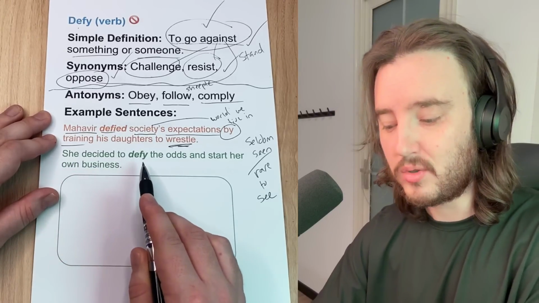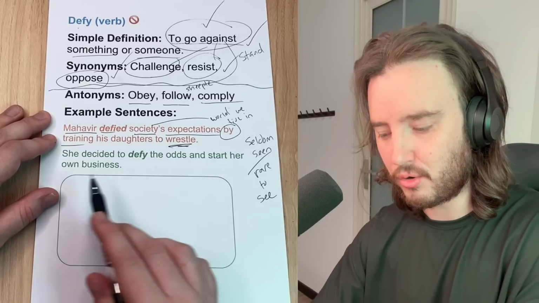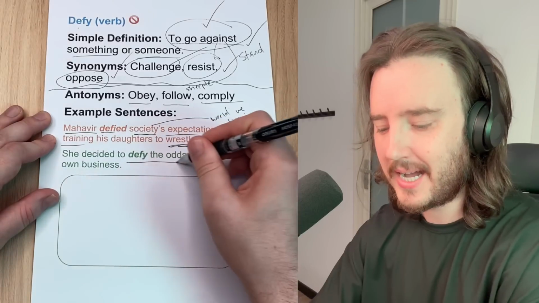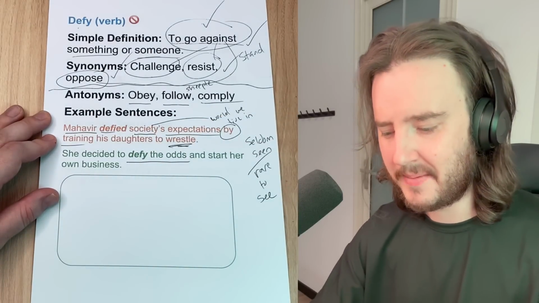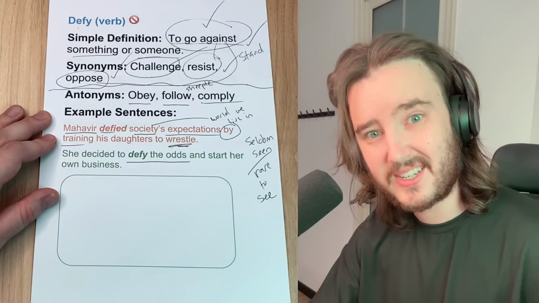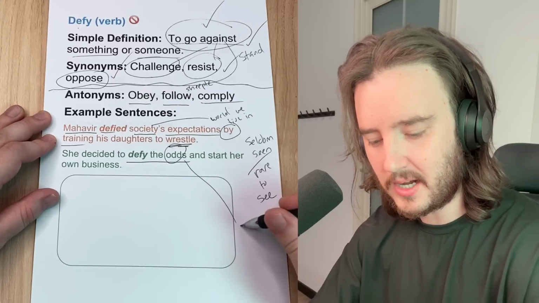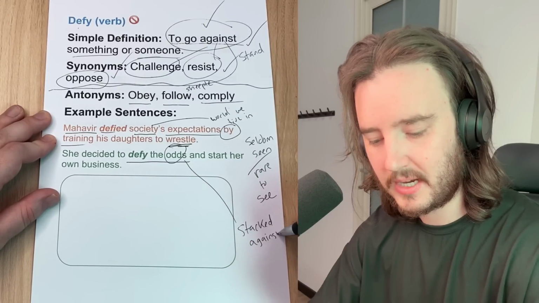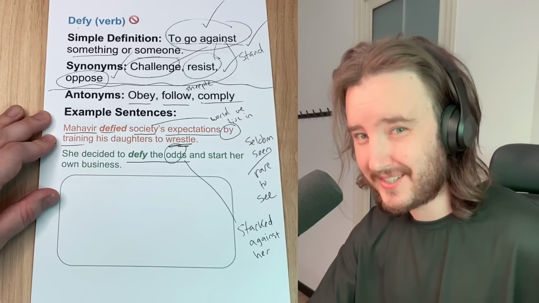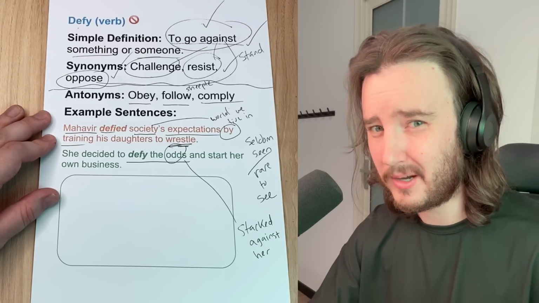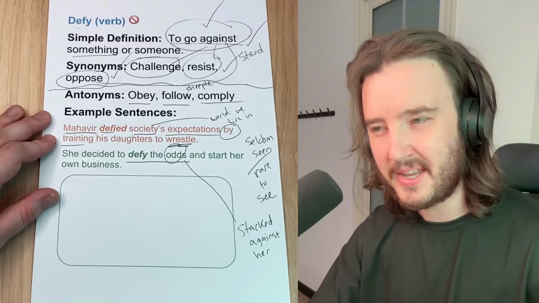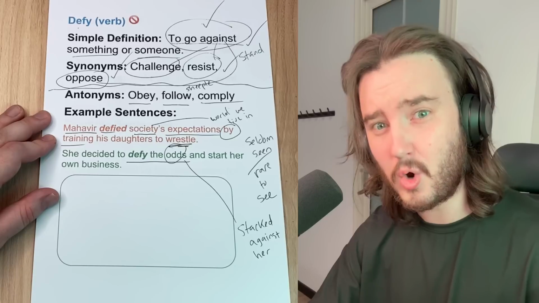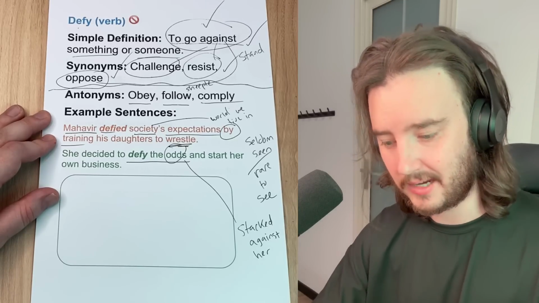All right, here's another example sentence unrelated to today's story. She decided to defy the odds and start her own business. She decided to defy the odds. Maybe the odds are stacked against her. That means her chances of success are very low, very slim. Very marginal chances for success, very low chances of succeeding, right?